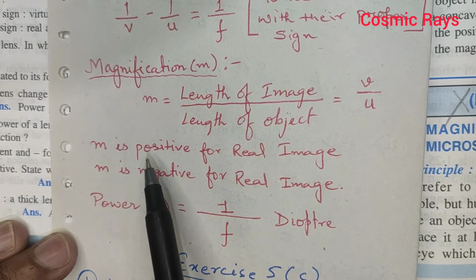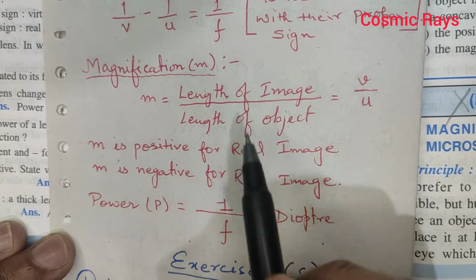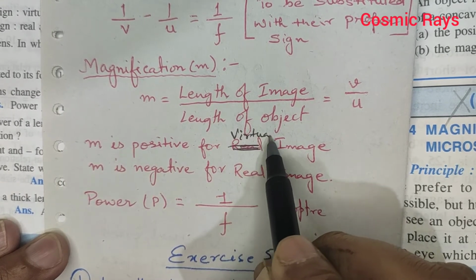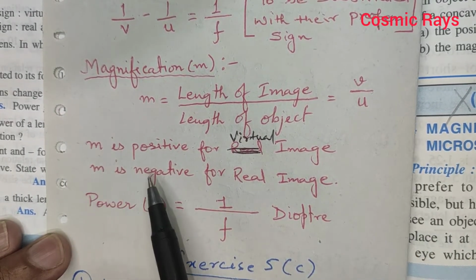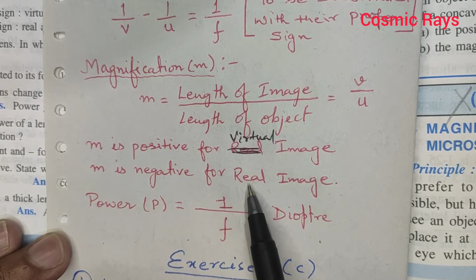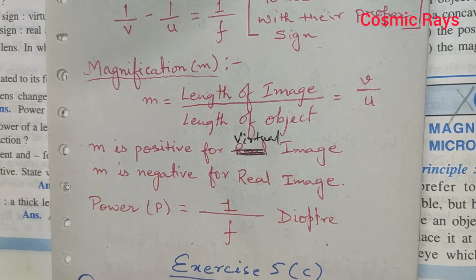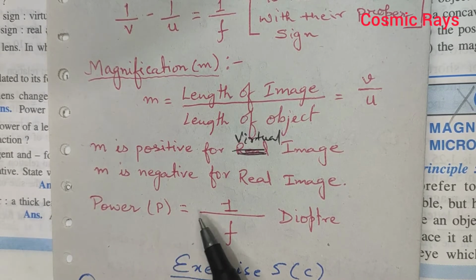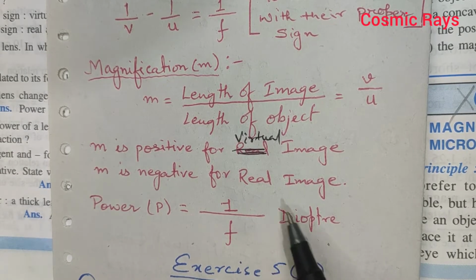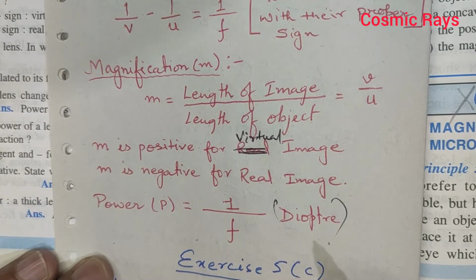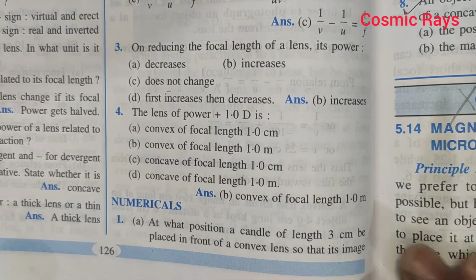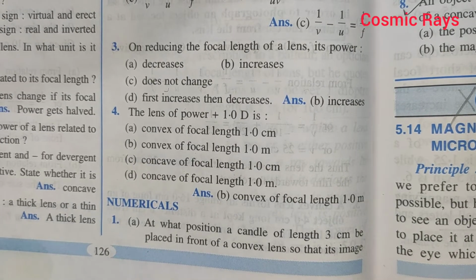M, that is magnification, if it is positive then the image is, sorry my mistake here, it's virtual image, and if the magnification is negative then it is a real image. Then we have the formula of power, that is 1 by focal length, and the unit of power is diopter. So with this, let's try to look at some of the numericals of exercise 5C.